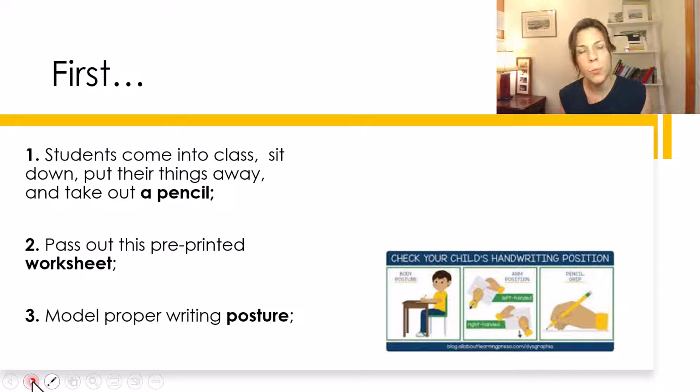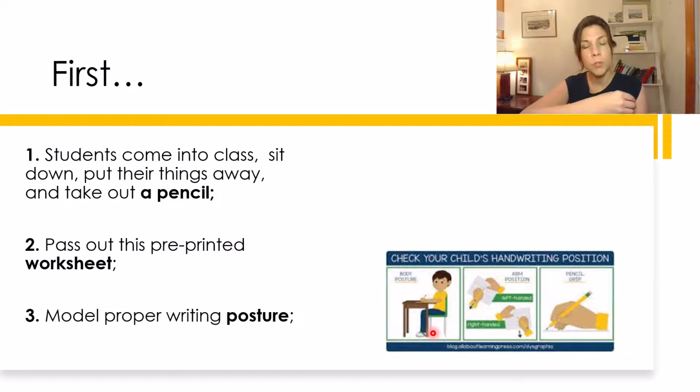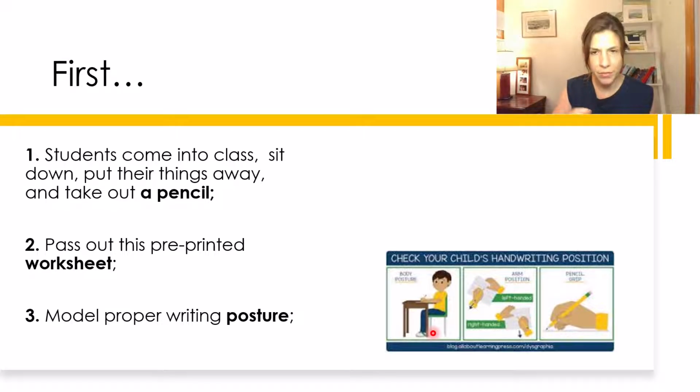I want you to model proper writing posture. You can do this perhaps the first time, and then perhaps you can choose a student in your class to model it for his or her colleagues. And what I mean by proper writing posture is what you see here in the picture. Sitting up straight in our chairs, feet on the floor, elbow on the table. Now, if your students are right-handed, we want their right elbow on the table, and we want their notebooks turning to the left, as you see here in the picture.